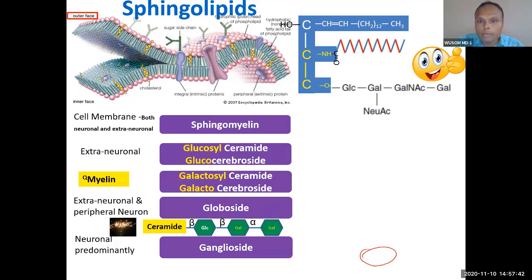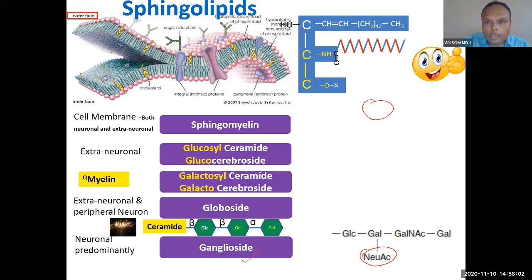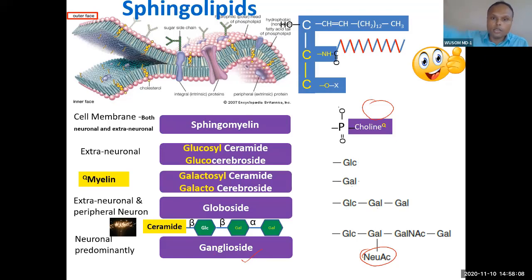You can see this neuraminic acid is here. This is called ganglioside. Any oligosaccharide containing neuraminic acid is called ganglioside. Ganglioside, as the name suggests, is present in ganglia, the central nervous system and peripheral nervous system. So you can see the location also. Location is very important. If you understand the location, you will understand the disorder.